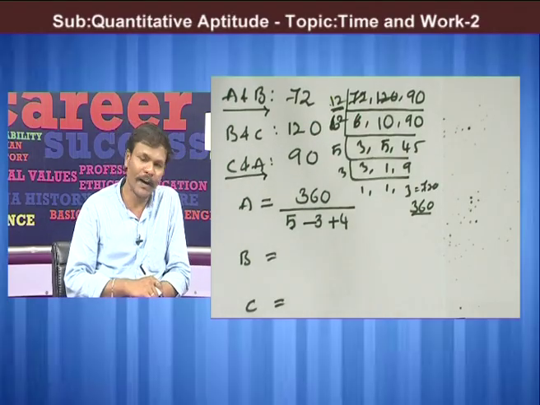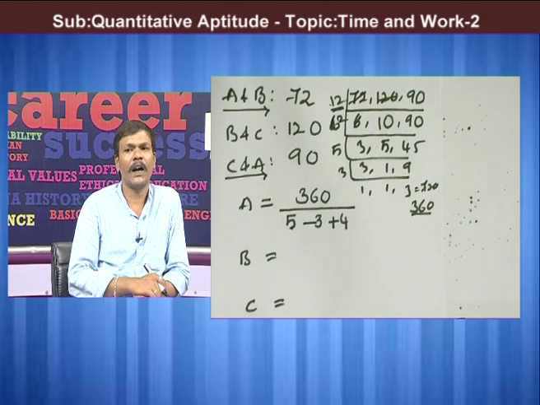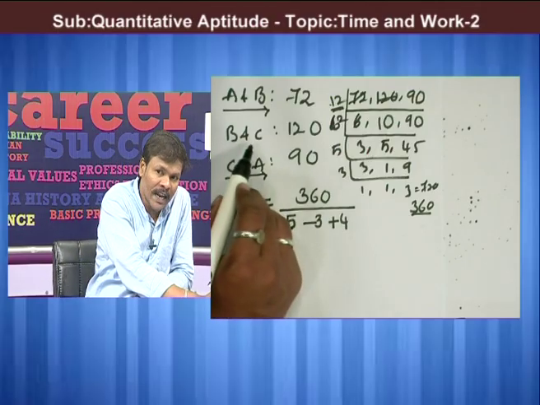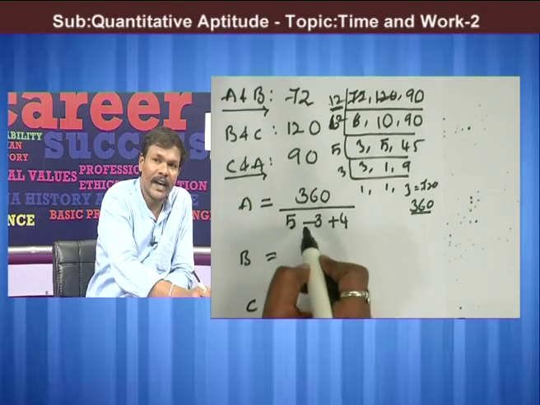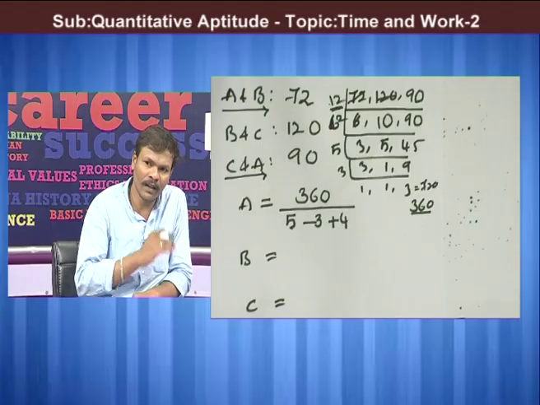360 by 5 minus 3 plus 4. Why have we taken minus for the middle value? Because in the middle value we do not have the A, and we need A. So where we have the A, that will be taken as positive. Is it clear? Right.